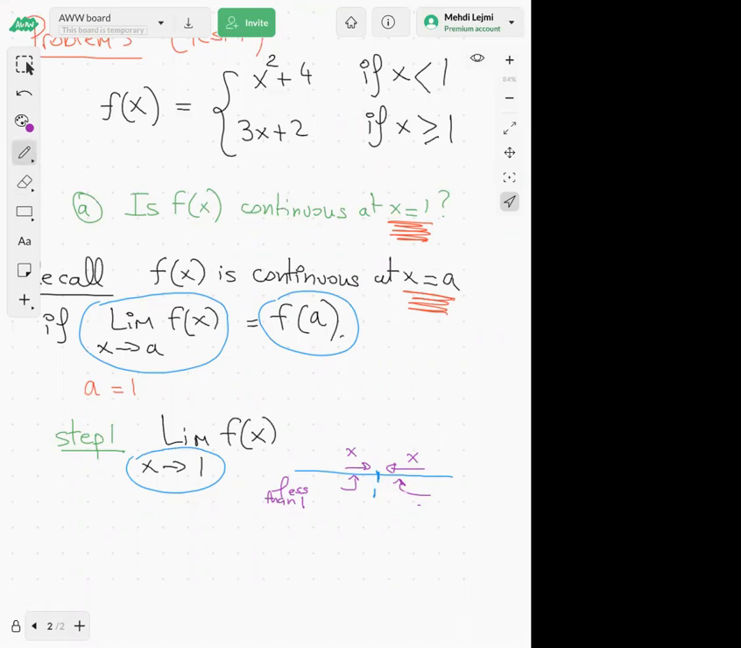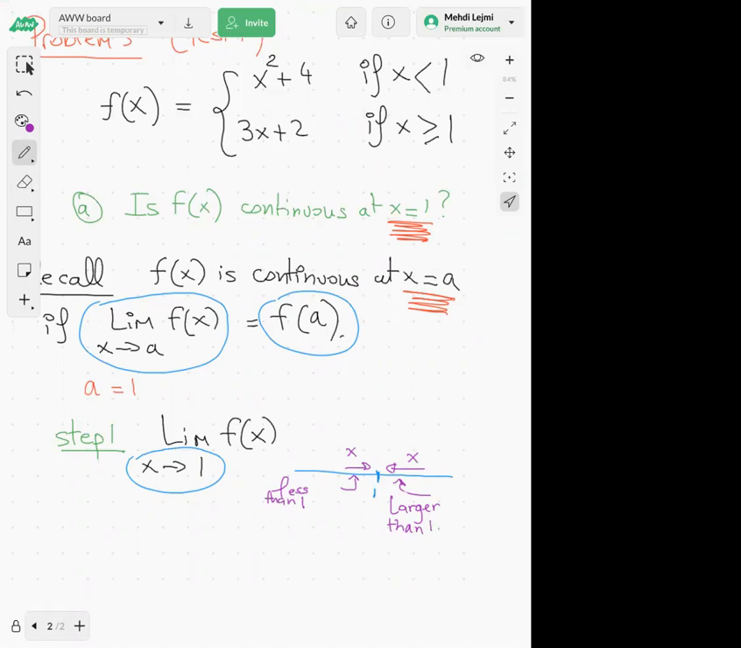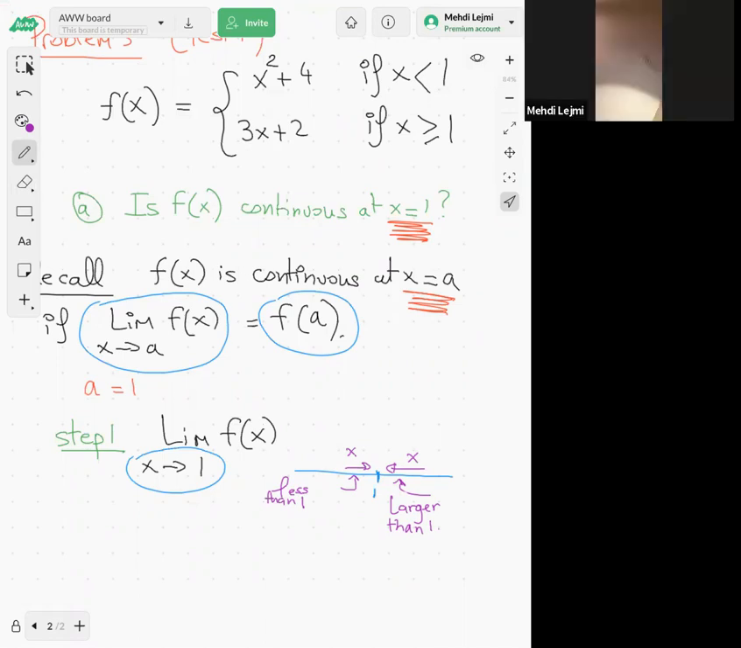Question: when you do both of the equations and they're both the same number, that means it's continuous at 1, right? Yes, absolutely. And again, you have to understand what we mean by x approaching 1. If you approach from the left, then x would be less than 1, and if you approach from the right of 1, then x would be larger than 1.